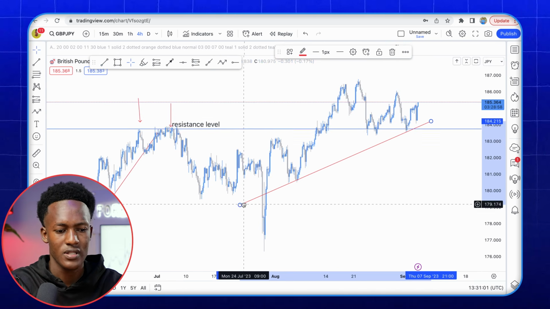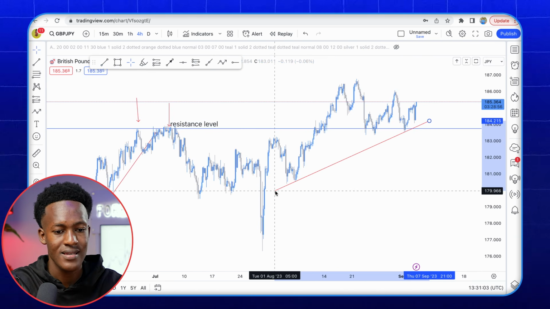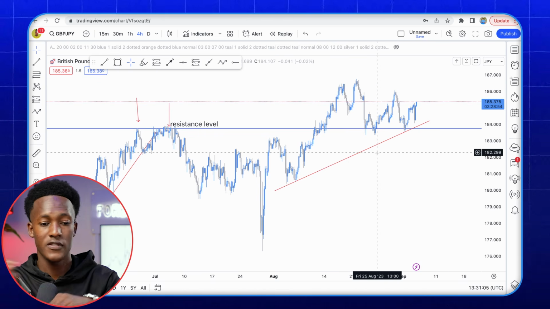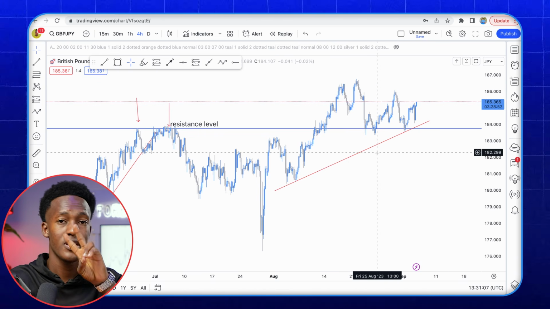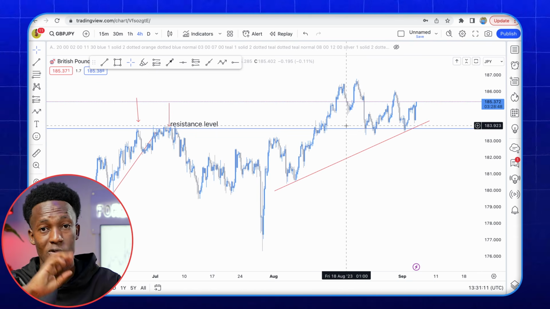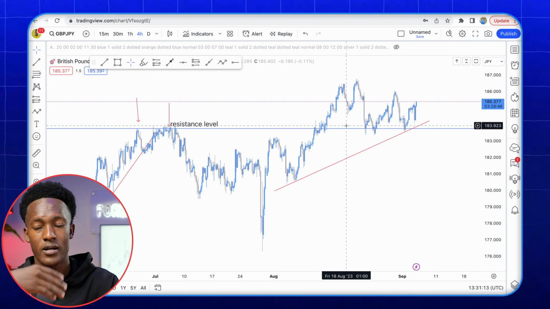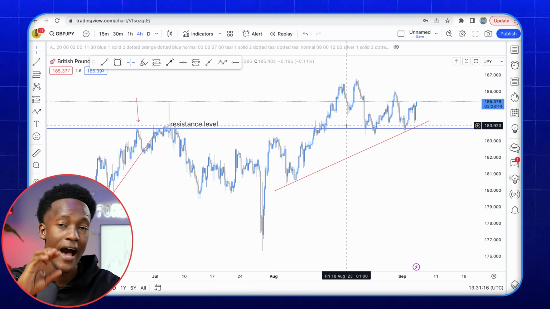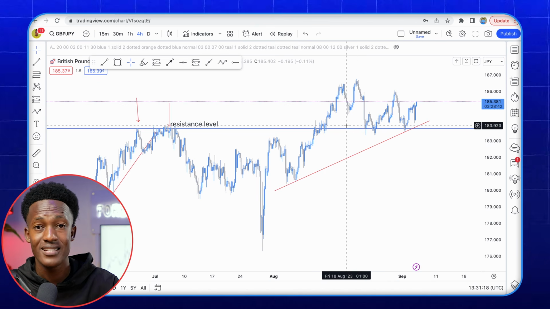Very easy. Something important for these levels, whatever you draw, to be valid, you should have at least 2 or 3 touches, meaning the price should hit that level once, resist or find some action twice, and then 3 times. Remember, we just look at what happened previously to determine what could happen next.